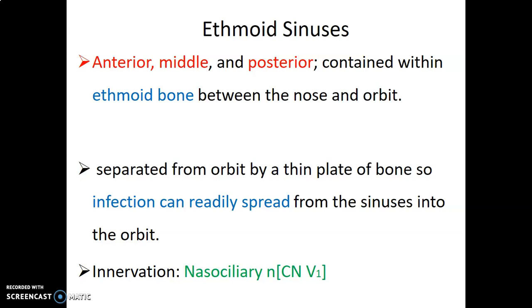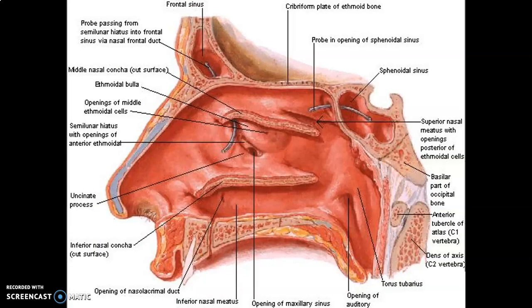Now, the ethmoid sinuses are separated from the orbit by a thin plate of bone. Okay, and this is very important for you to know. A thin plate of bone separates the ethmoid sinus from the orbit. Therefore, if you have infection in the sinus, like sinusitis, it can spread to the orbit because this bone that delineates the two is very thin. The ethmoid sinuses are innervated by the anterior ethmoidal nerve, which comes from the ophthalmic division of the trigeminal.